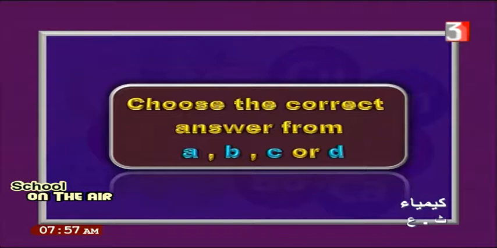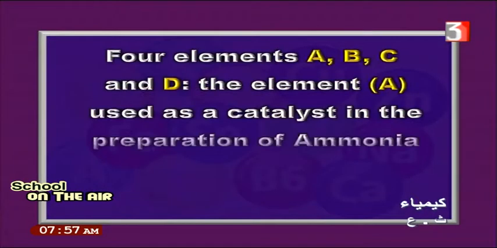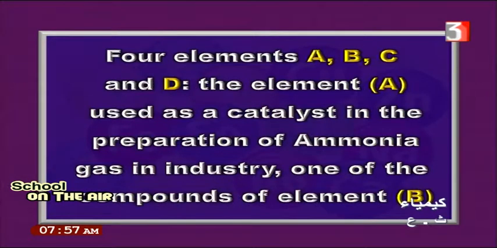First, choose the correct answer from A, B, C, or D. This is multiple choice, which means you must concentrate. The first question has 4 elements A, B, C, and D. The element A is used as a catalyst. Do you know catalyst? Concentrate on this: in the preparation of ammonia gas in industry.